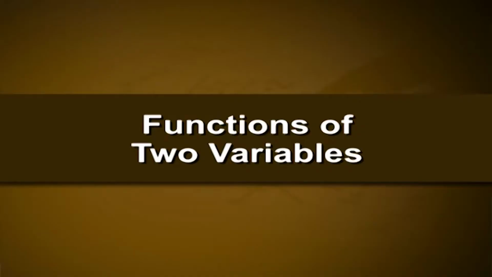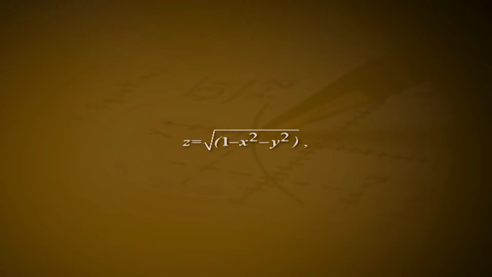Functions of two variables. As in the case of functions of a single variable, we introduce the notion of functions of two variables by considering some examples. First one, the relation z is equal to square root of 1 minus x square minus y square, let it be equation number 1, between x, y and z determines a value of z corresponding to every pair of numbers x comma y, which are such that x square plus y square is less than or equal to 1.